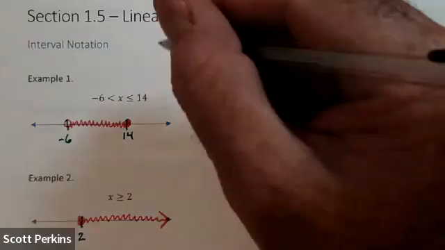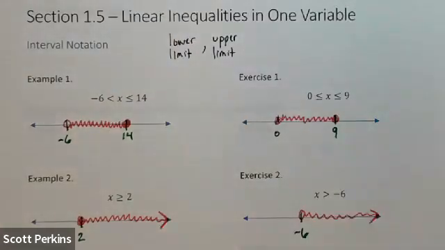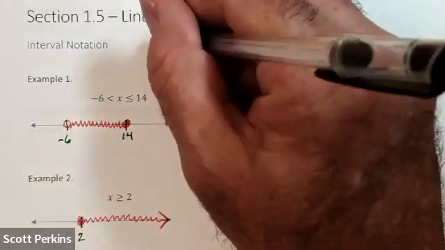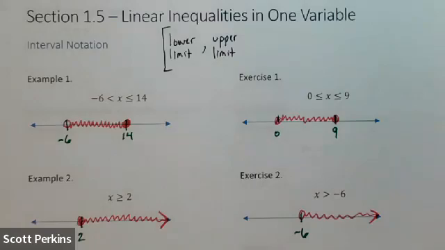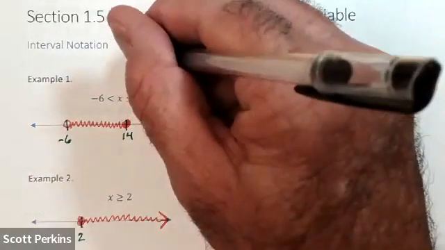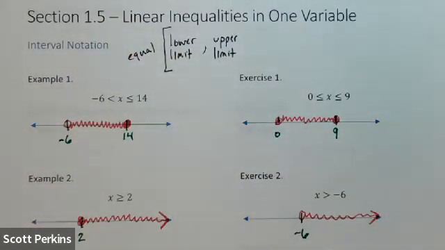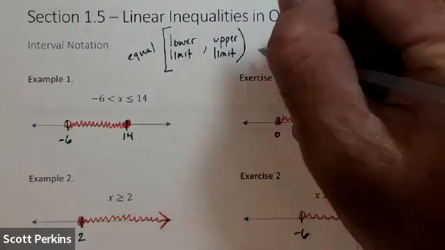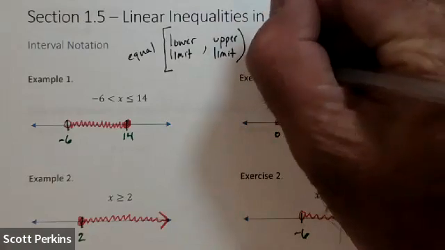A bracket, I'm going to use one of each. There's no rhyme or reason to what I'm doing here. A bracket you use when there's an equal. You would use it at the same point that you used a filled in circle. So if there is an equal, you use a bracket on that end of the interval. And if there's no equal, or you would use an open circle, you use a parenthesis when there's no equal.